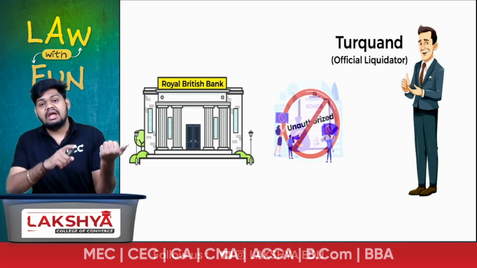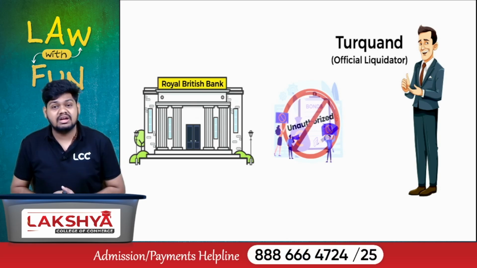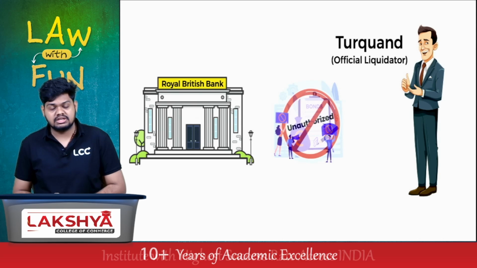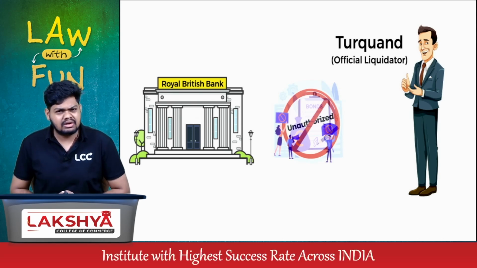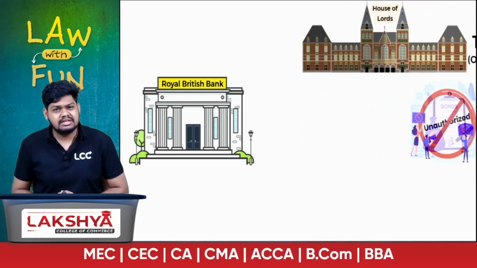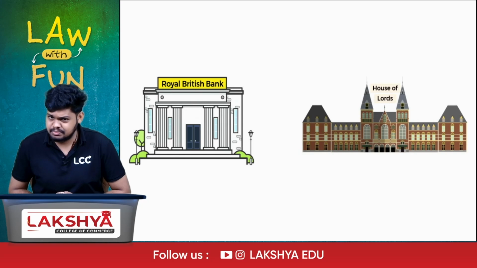Third party entered into a contract with the company without the company's board of directors having authority. It was an ultra vires transaction. I'm not responsible for this transaction. Then the Royal British Bank goes to the House of Lords, stating that we have given bonds. How could we verify whether the resolution was passed or not?